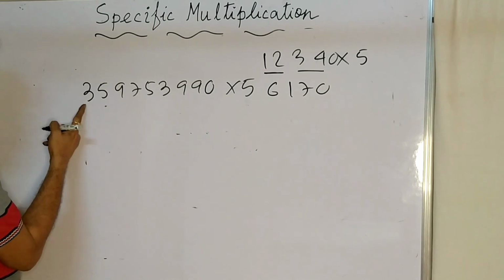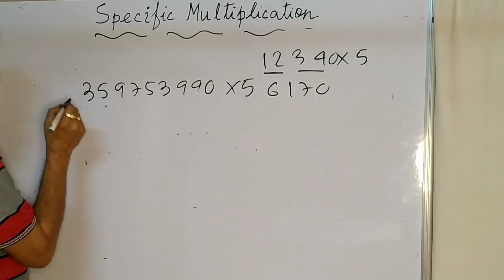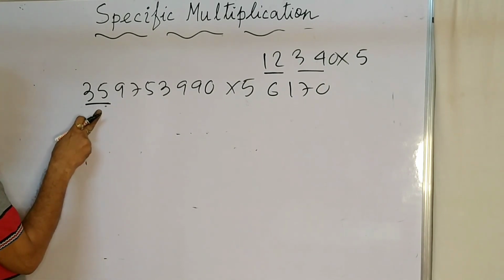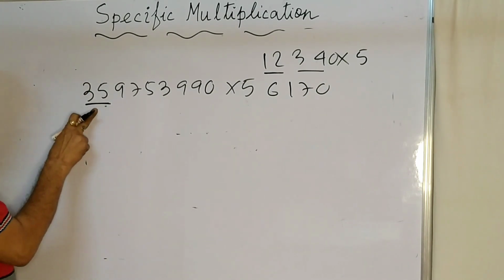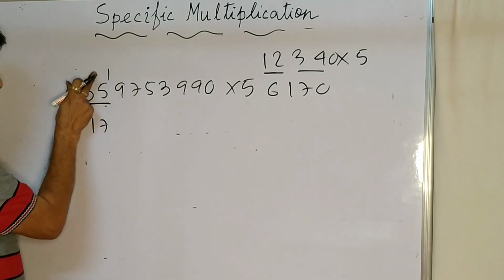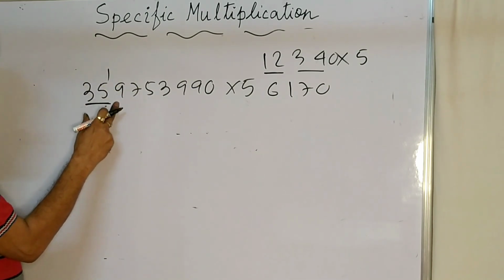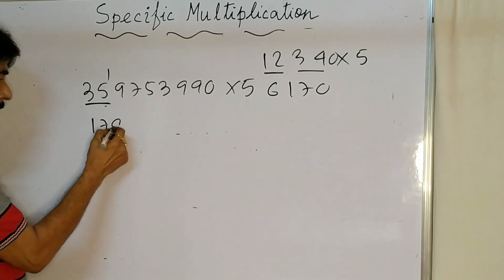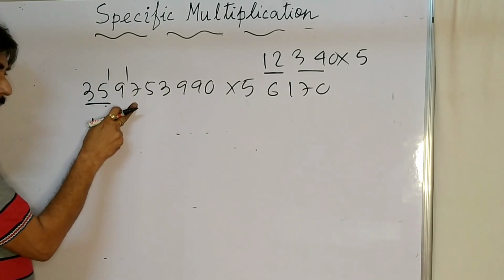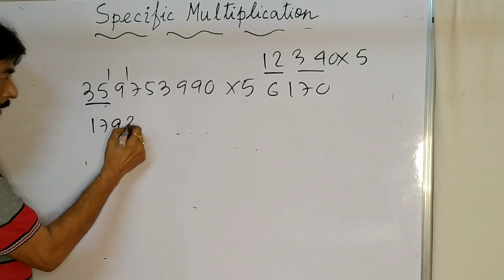Observe, you can control 3, you can control 35, no problem. Whatever you can control, 35 is an odd number. Take the previous even number and make it up. Previous even number is 34, and make it up 17. You have 1, again 19, odd number. Previous even number is 18 and make it up 9. Again carry 1. 1, 7, odd number 17. Previous even number 16, make it up 8.